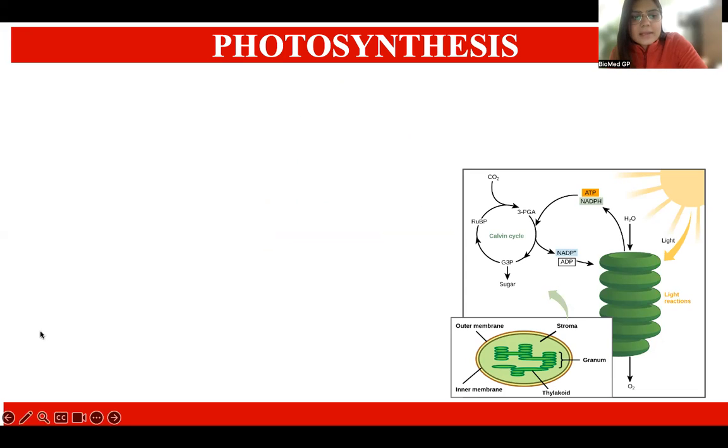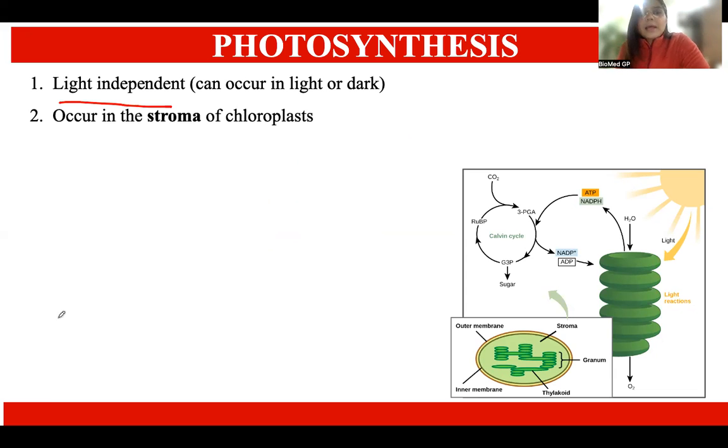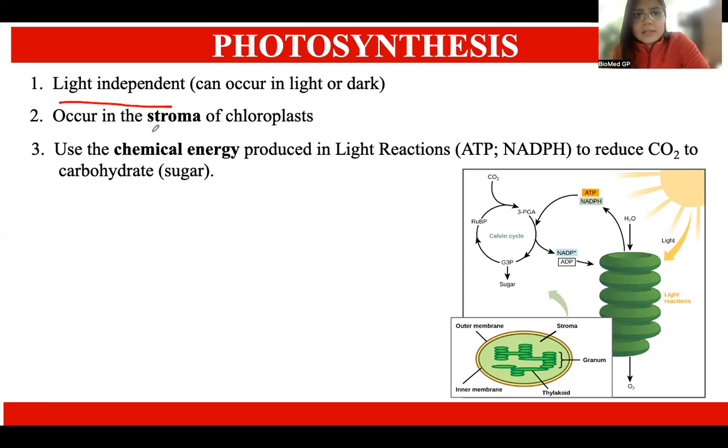This video is primarily about the dark reactions, and these dark reactions are light independent, which means that they can occur in light or in the dark. So light presence is not mandatory for these reactions. Now, these dark reactions occur in the stroma of the chloroplast. And these reactions use the chemical energy produced in the light reactions, that is the ATP and the NADPH molecules that we just discussed. And these are used to reduce the carbon dioxide to carbohydrate molecules.